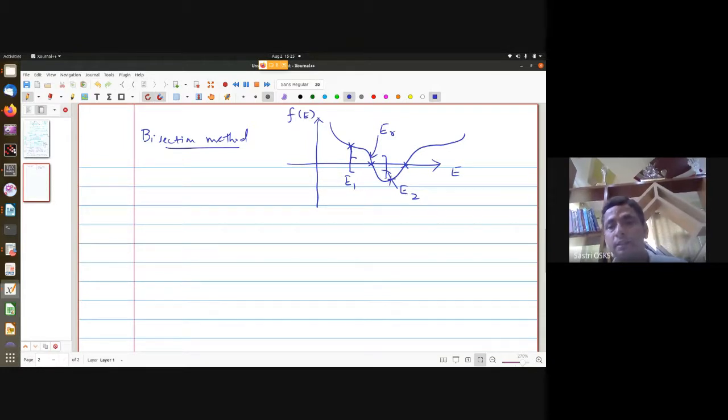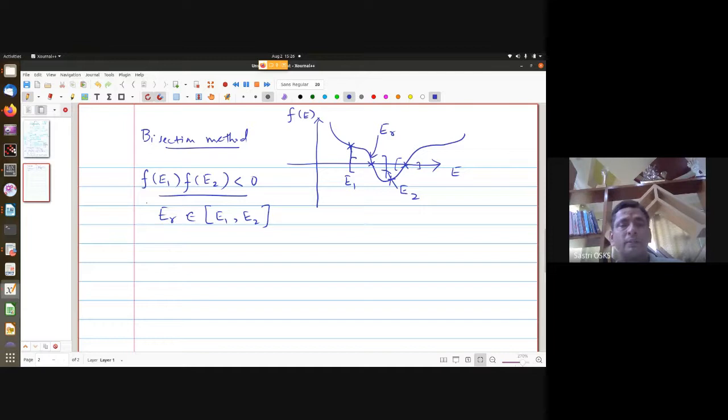That means it has crossed. Or it can be otherwise. This can be e1 and this can be e2 if you have it like this. In this case, the function's value is negative at e1 and positive at e2. So basically the condition is f of e1 into f of e2 should be less than 0. If this happens, then we are sure that the root lies within the interval. Root belongs to the interval e1, e2.